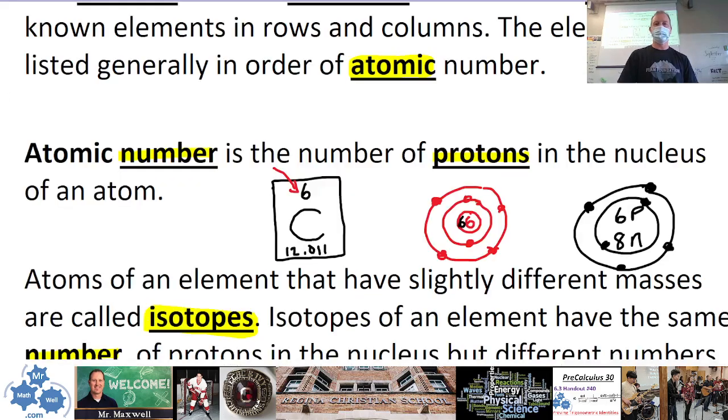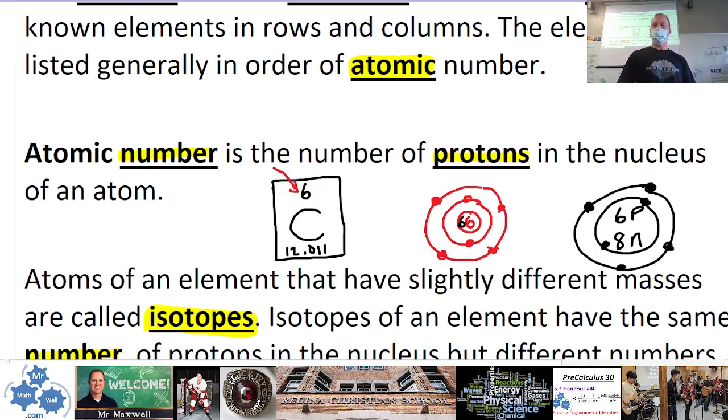Whoops, where were we here? The number of protons in the nucleus of the atom. Atoms of an element have slightly different masses, and they are called isotopes. Just like we in this room, we're all human, but we have different weights. If we were to step on a scale, everybody would probably weigh just slightly different, and we would be like isotopes of the human race. We all have a little different mass, but we are still human.